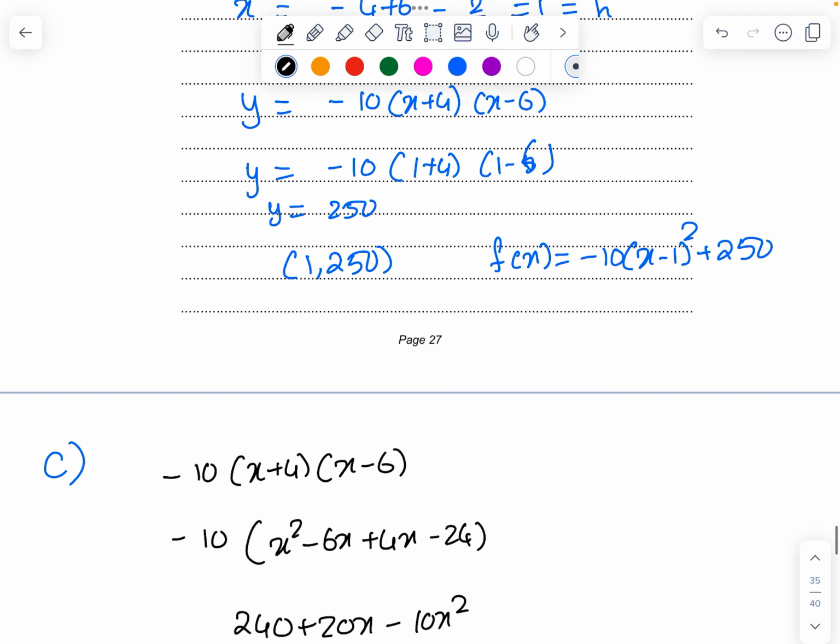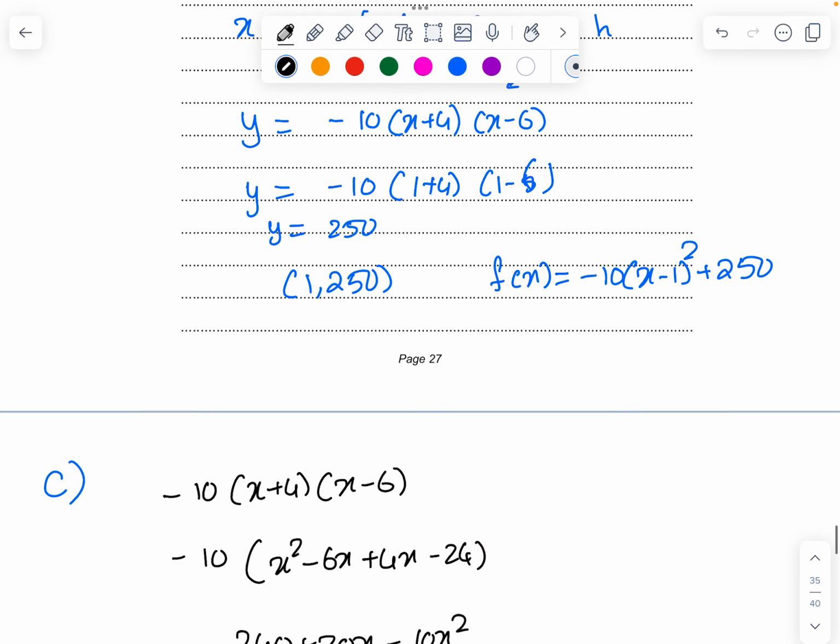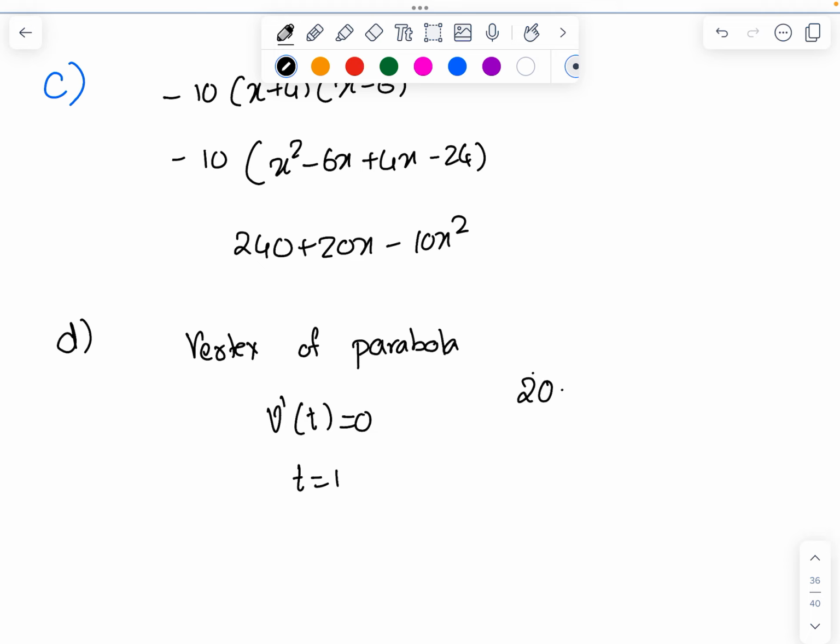Or else I can write it out. What is v prime t? v prime t will be 20 minus 20t, which should equal 0. So 20 equals 20t. So t equals 1.